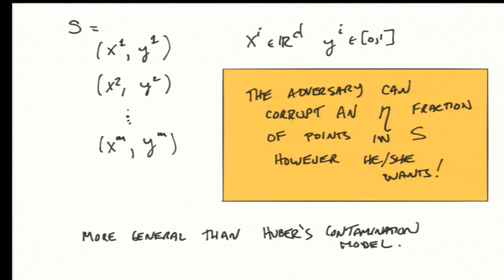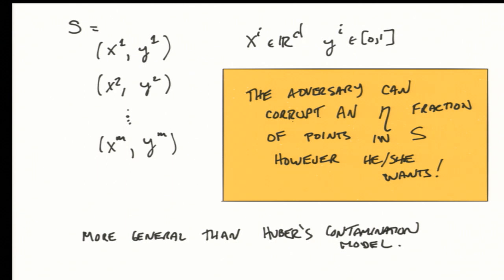What do I mean by that? So if S is (x1, y1) through (xm, ym), where each xi is in R^d, drawn from the marginal of D, and each yi is in {0,1}. The adversary can go to S and corrupt an eta fraction of the points however she would like. So the adversary could remove an eta fraction of points. The adversary could change an eta fraction of points, and the adversary is allowed to corrupt both the covariates, the x's, and the y's.